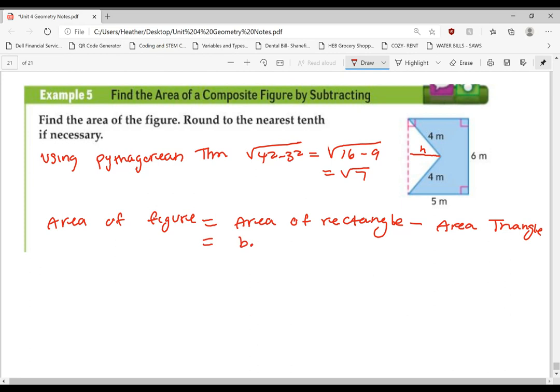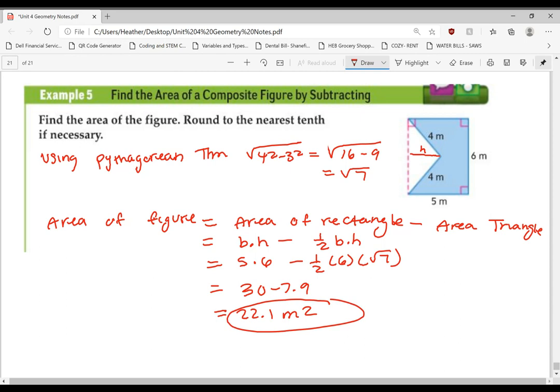So we have base times height minus 1/2 base times height. Well, base times height for the whole rectangle is 5 times 6. So 5 times 6 minus 1/2. The base of the triangle is 6, and the height is what we found, which is the square root of 7. So if we simplify this, we get 30 minus 7.9, which is about 22.1 meters squared. So this is the area of that blue space that we needed to find. And this concludes the notes for 11.4.